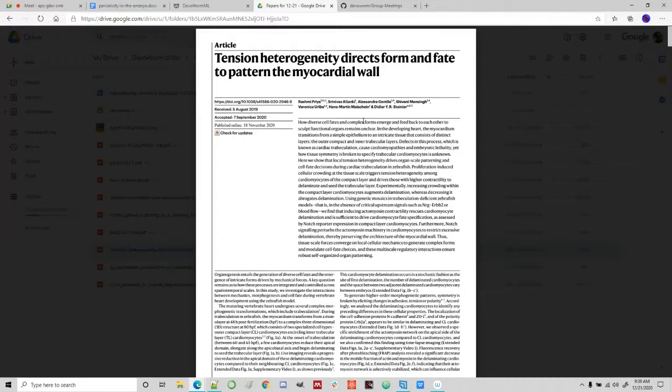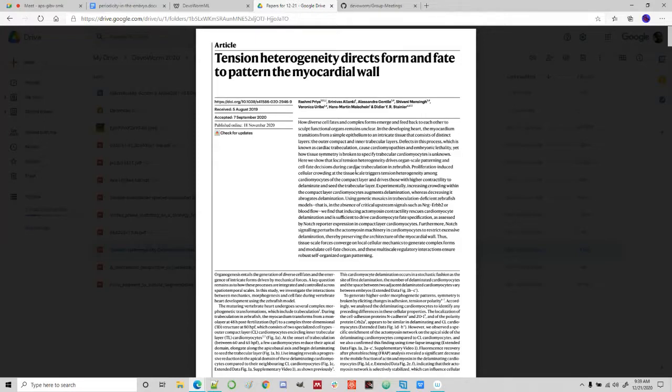how diverse cell fates and complex forms emerge and feed back to each other to sculpt functional organs remains unclear. In the developing heart, the myocardium transitions from a simple epithelium to an intricate tissue that consists of distinct layers, the outer compact and inner trabecular layers. Defects in this process, which is known as cardiac trabeculation, cause cardiomyopathies and embryonic lethality. Yet how tissue symmetry is broken to specify these cardiomyocytes is unknown. Here we show that local tension heterogeneity drives organ scale patterning and cell fate decisions during this process in zebrafish.